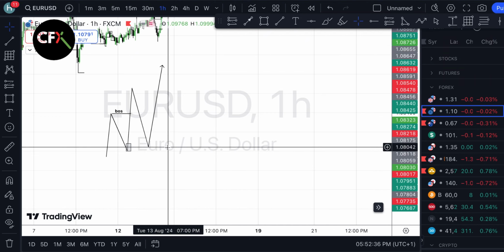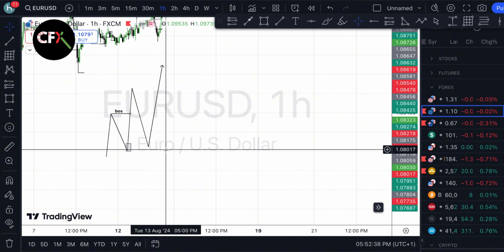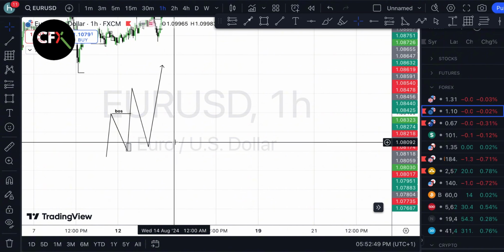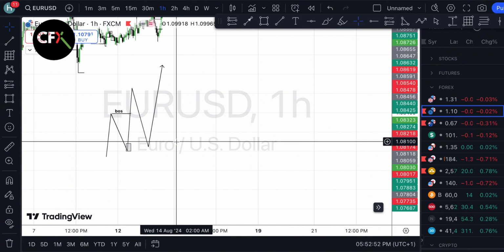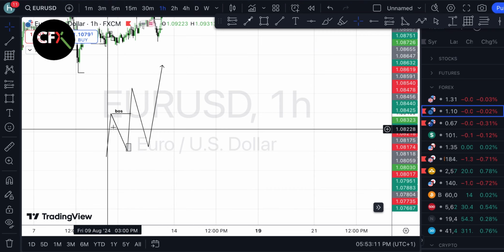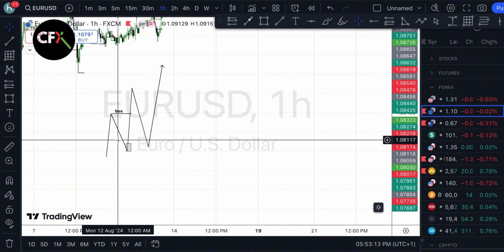So let's talk about the definition of breaker block. A breaker block is simply an order block that has been violated, an order block that has been breached, and that is simply what a breaker block is. So whenever your order block fails, that order block that failed becomes a breaker block. I'm going to try to be as fast as possible because I don't want this video to be too long. So let me draw a diagram so I can explain what breaker block simply means.